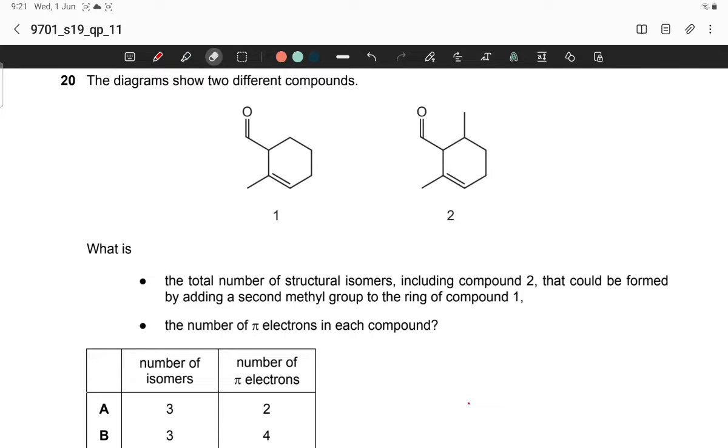So let's start. Question number 20. The diagram shows two different compounds. What is the total number of structural isomers, including compound 2, that could be formed by adding a second methyl group to the ring of compound 1?